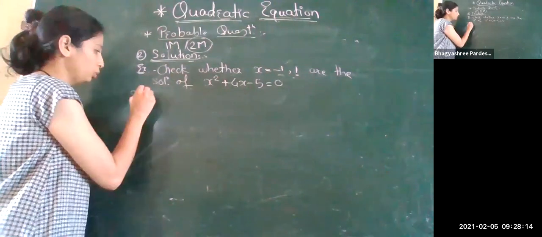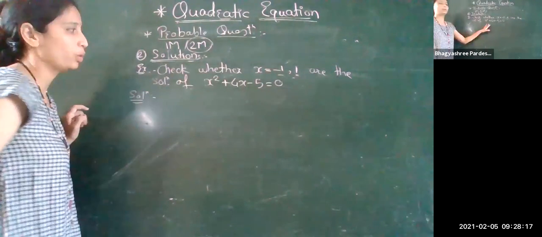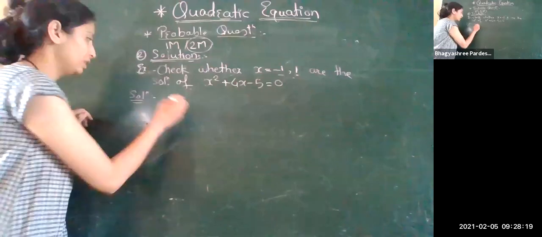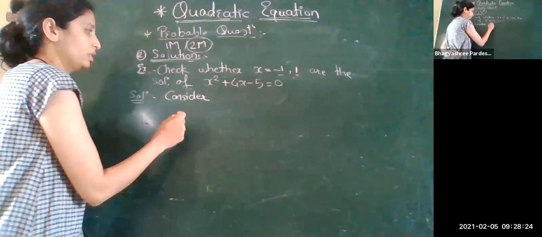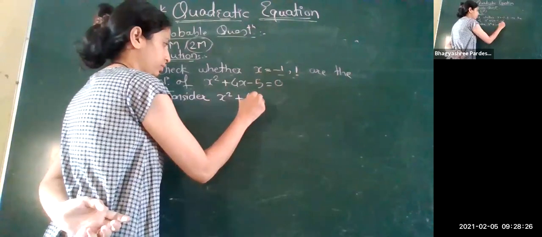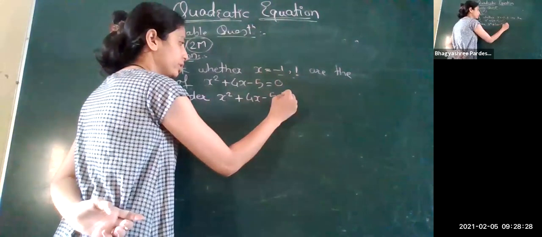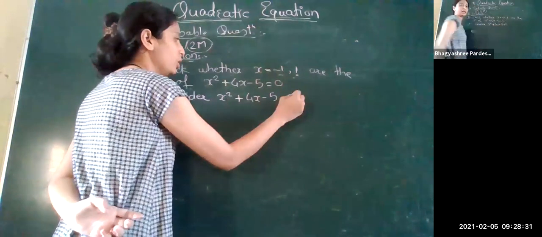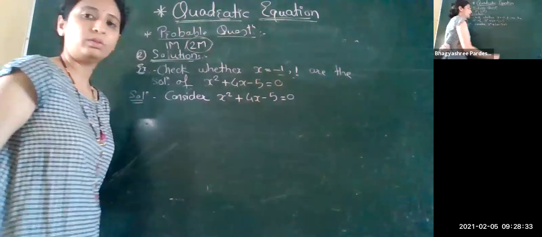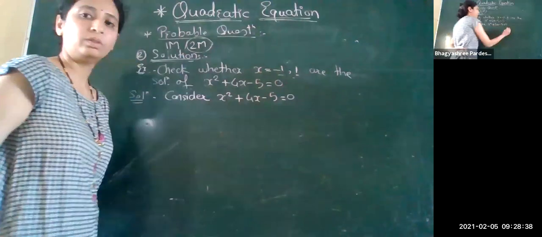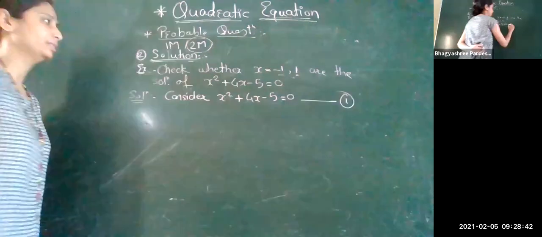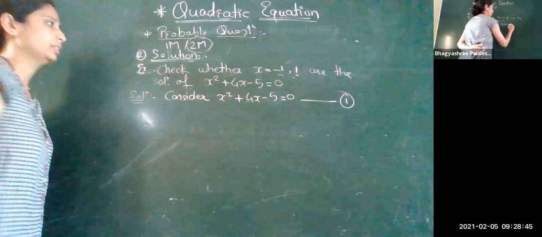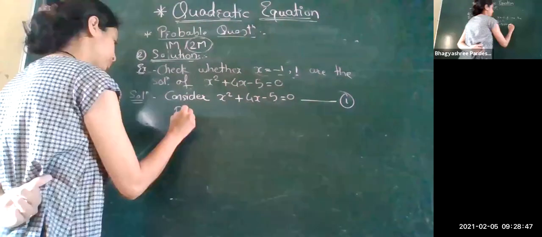So let's see how to do this one. Again, this is the easiest one. Firstly, let's consider the given quadratic equation. Whatever quadratic equation is given to us, write it down and use that as equation number 1. Then whatever values of x are given to us, simply put them in. So put x is equal to minus 1.